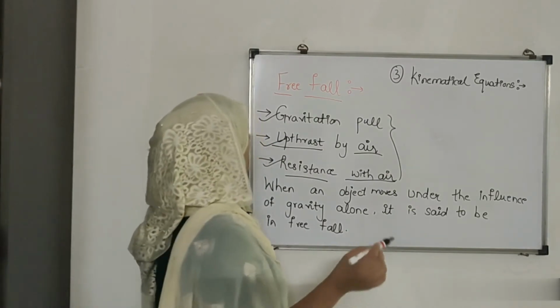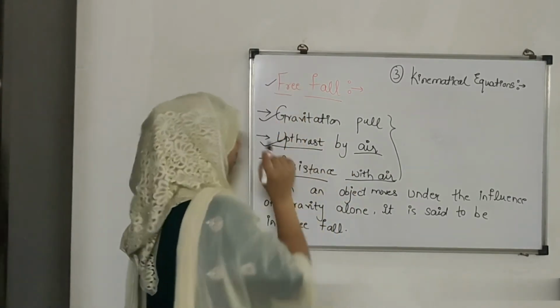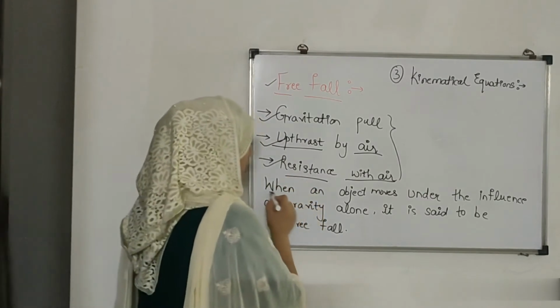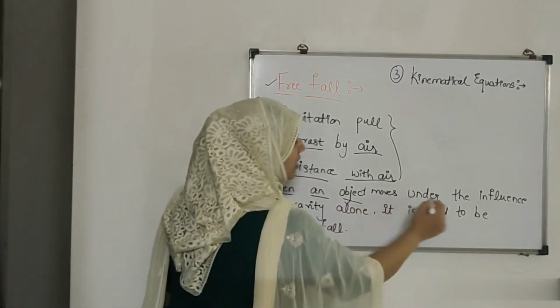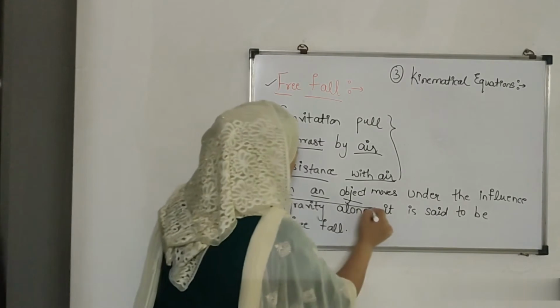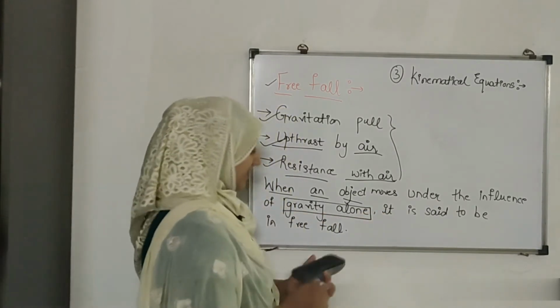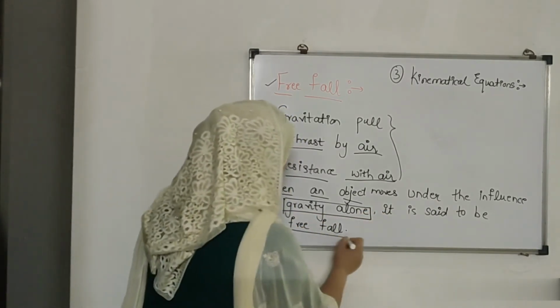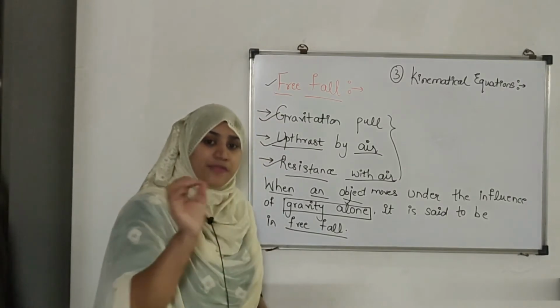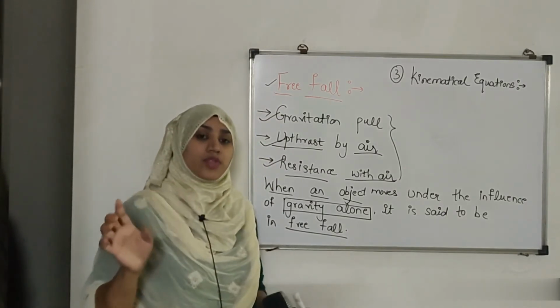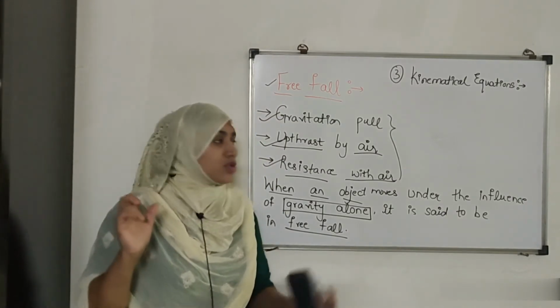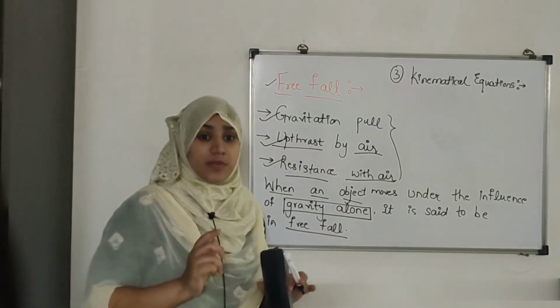Okay. So what do I mean by free fall? Free fall means when an object moves under the influence of gravity alone. Okay. That time it is said to be in free fall. That means the only force which is acting on that object is gravity. So we can think about when all this must be happening.